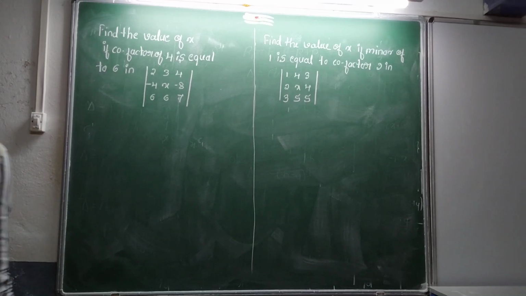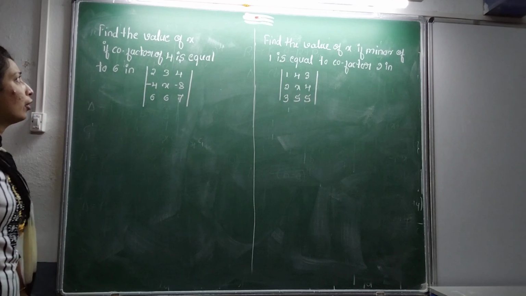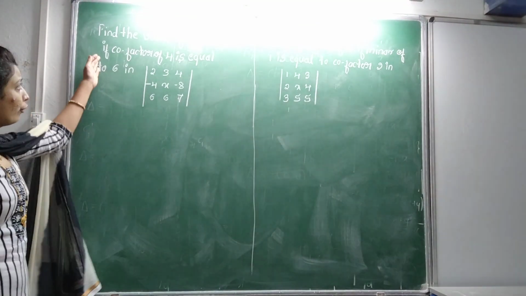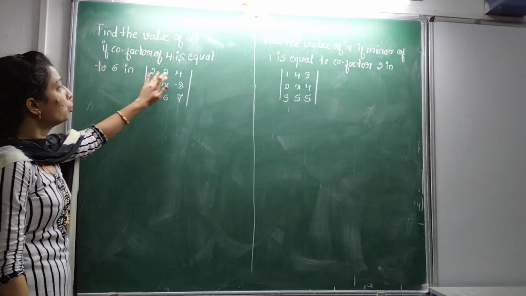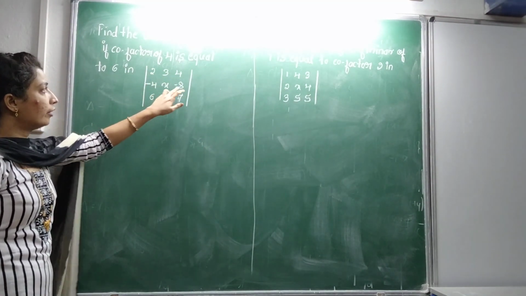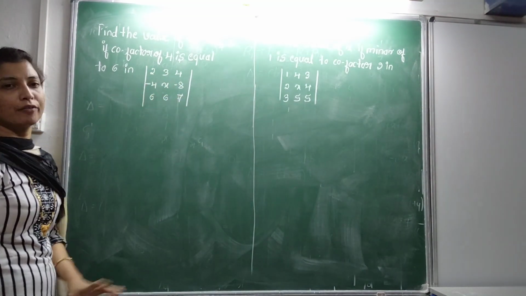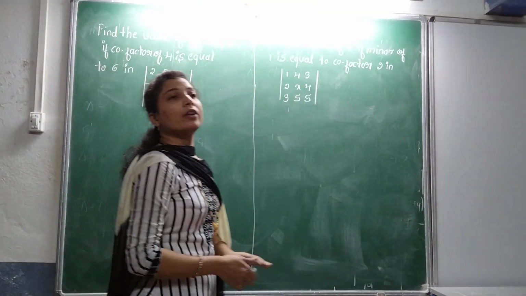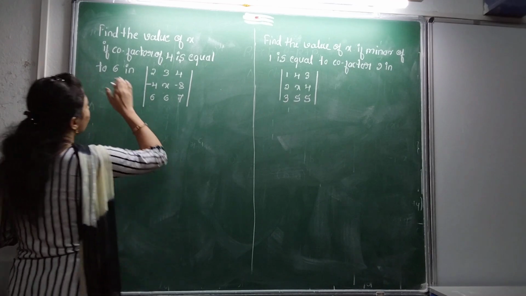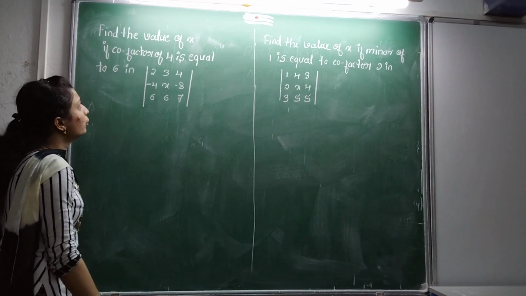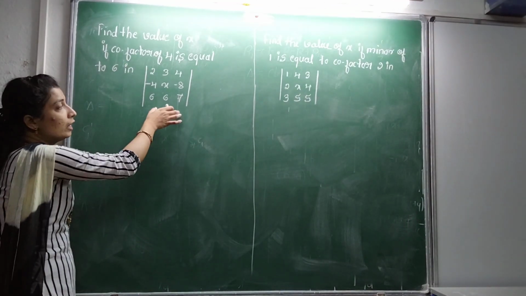So next examples are: find the value of x if the cofactor of 4 is equal to 6 in the given determinant, that is 2, 3, 4, minus 4, x, minus 8, 6, 6, 7. Okay, so these are the 2 marks questions. Find the value of x if the cofactor of 4 is equal to 6 in the given determinant.